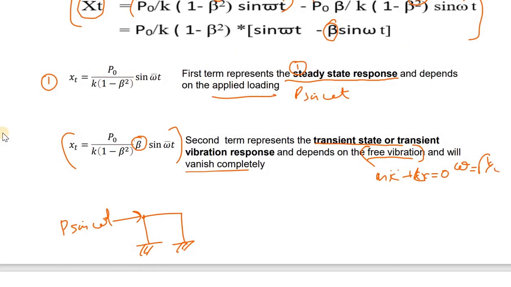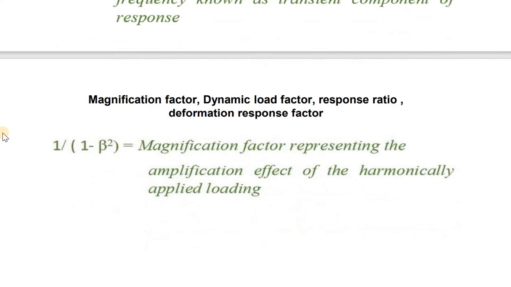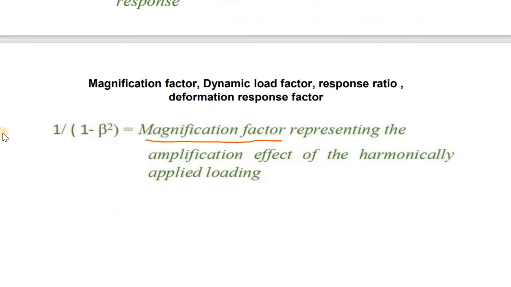Here you can see a term, that is 1 minus. In both these terms I have a common term, 1 by 1 minus beta square. This term is known as the magnification factor. This may be asked. It is known as the magnification factor or dynamic load factor or response ratio or deformation response factor. All these terms are the same. It is represented by 1 by 1 minus beta square.